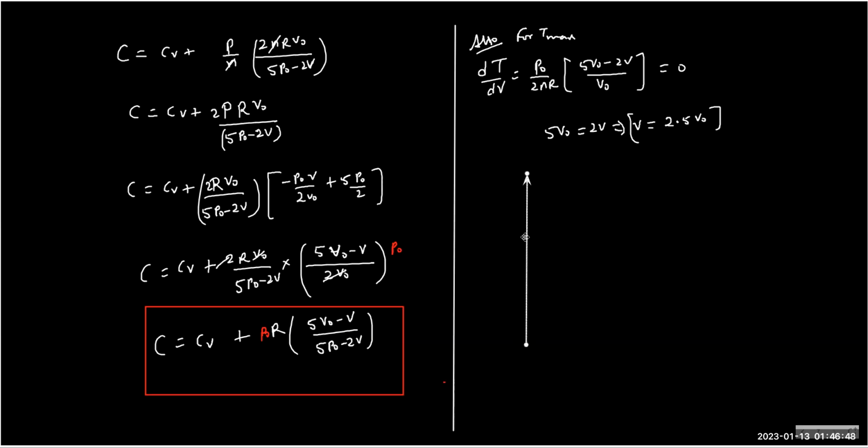In fact, you will also come across questions in which they will ask you to plot the graph between T versus V. So V is varying from where to where? V naught to 3 V naught. And our answer is 2.5, right? So somewhere here, the temperature is going to be maximum. So the graph will be like this.